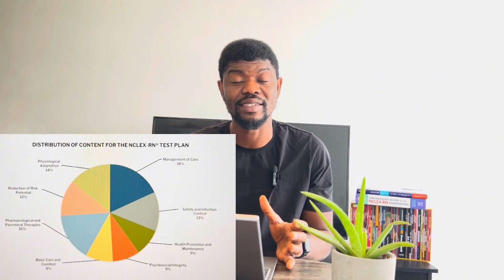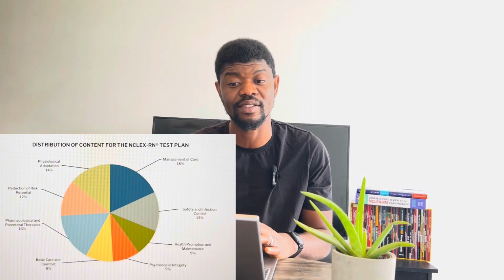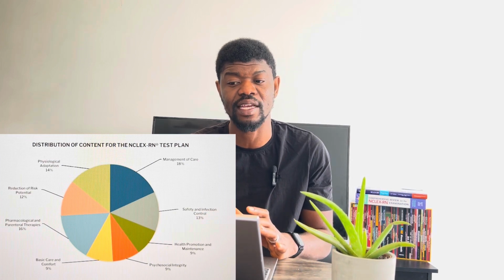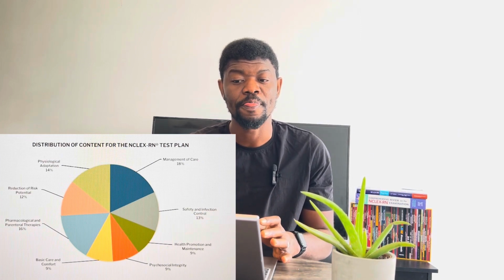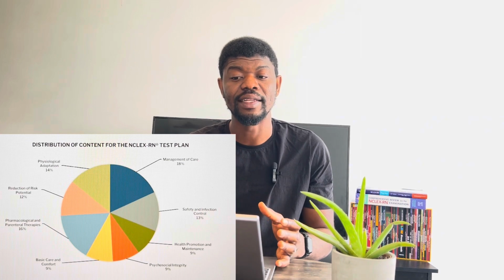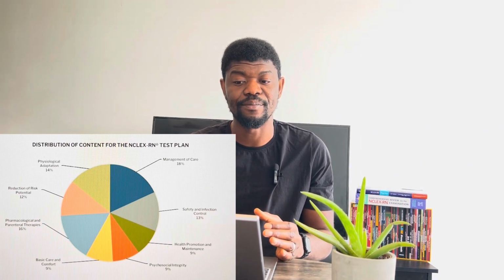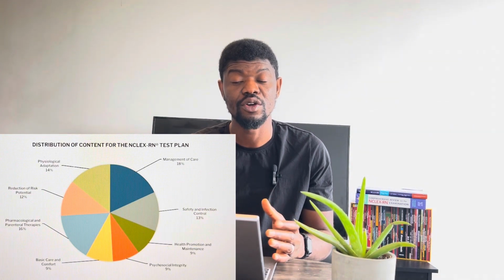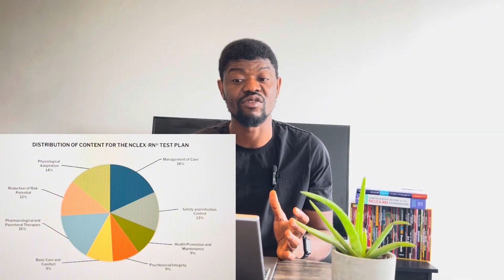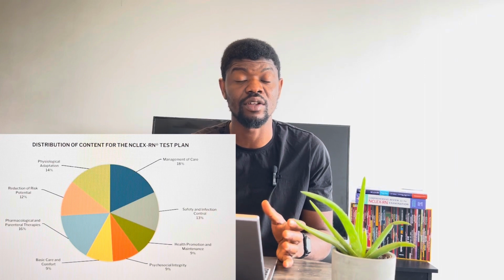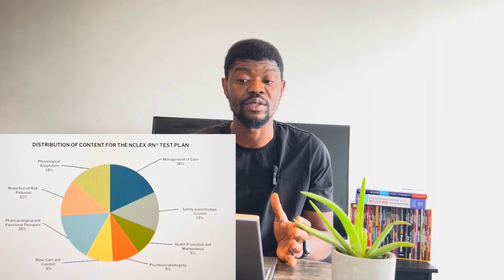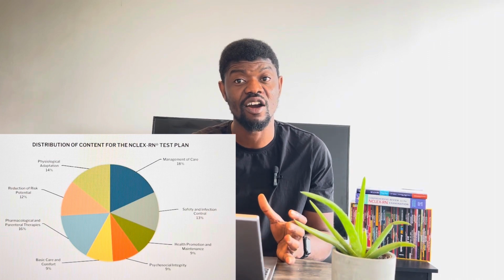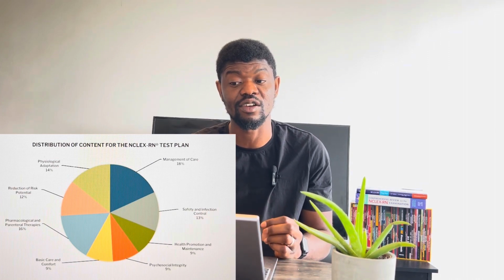Health promotion and maintenance, you've got 6 to 12%. For psychosocial integrity as well, you've got 6 to 12%. And then under the main divisions, you've got basic care and comfort, which is 6 to 12%. You've got the pharmacological and parenteral therapies, which is 13 to 19%. So that's actually a big chunk of the questions that you get on there as well.